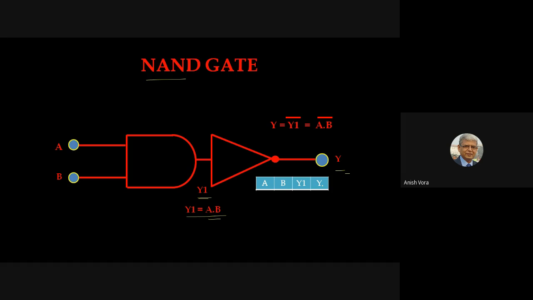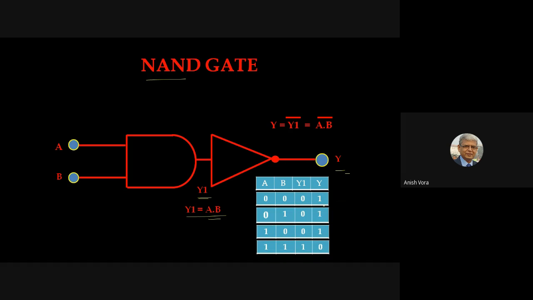But then Y is again the inversion of Y1. So now let us see 0 0. The AND gate gives us 0. But now it is inverted, so Y will be 1. Y1 will be 0, but Y will be 1. Same way, we have 4 different conditions and we have different Y.